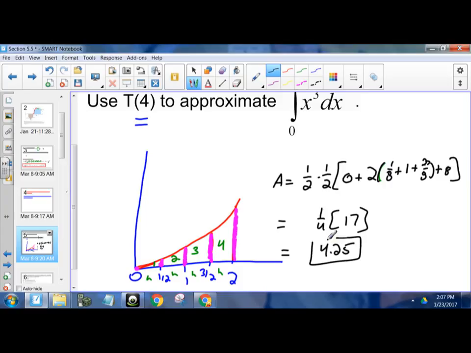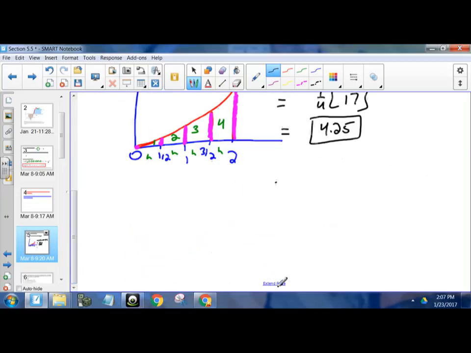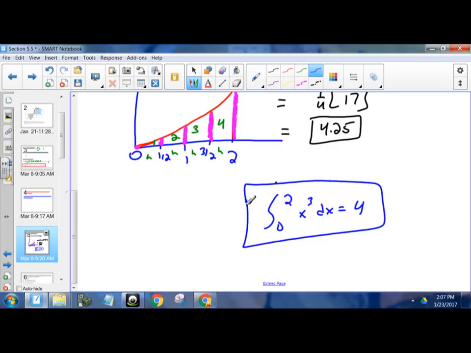This is my approximate area for the area under the curve x cubed from 0 to 2. Now, interestingly enough, if you actually calculate that, the integral from 0 to 2 of x cubed dx is actually 4. So the trapezoidal sum did give us a number that was relatively close, not a bad estimate.